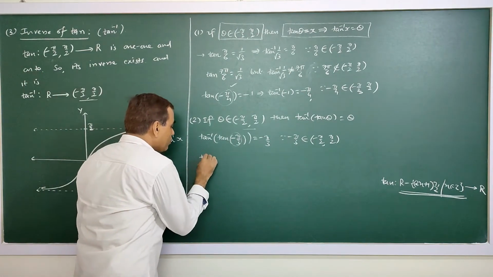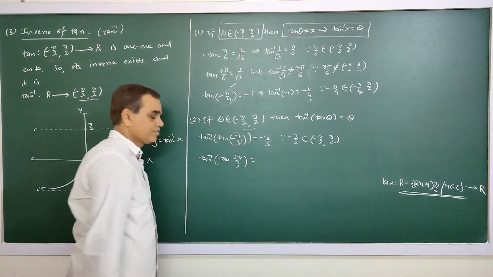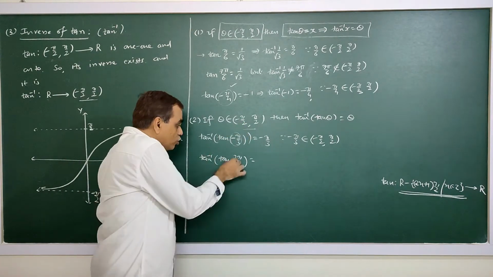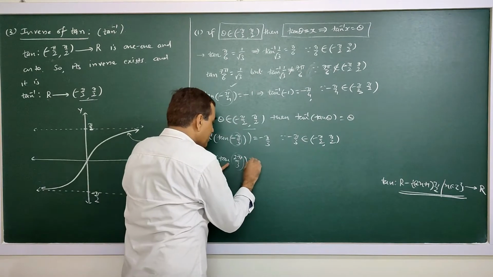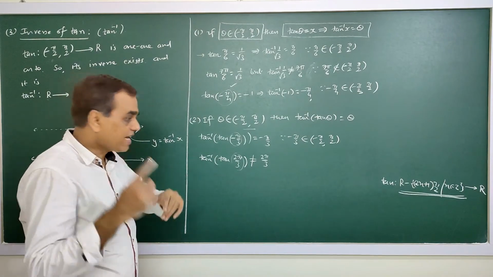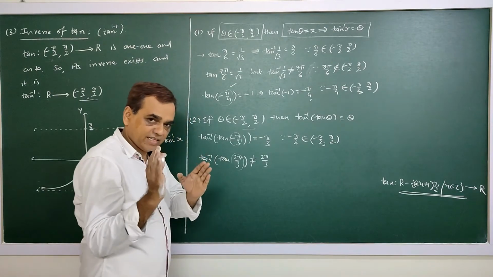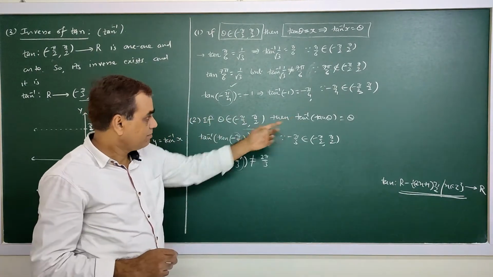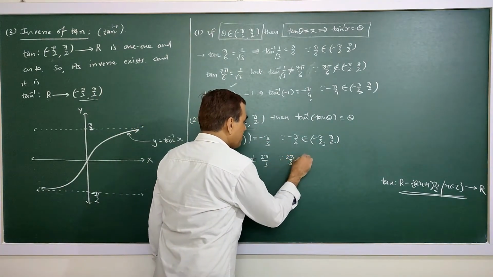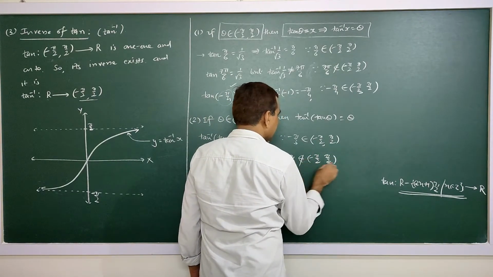If I keep tan inverse tan of 2 pi by 3, does it belong to this interval? 2 pi by 3 does not belong to this interval, so this is not equal to 2 pi by 3. It is not like that tan inverse and tan, wherever you get it will be cancelled. We are not cancelling here. By property, put every value. This is not equal to 2 pi by 3, because 2 pi by 3 does not belong to open minus pi by 2 to pi by 2.